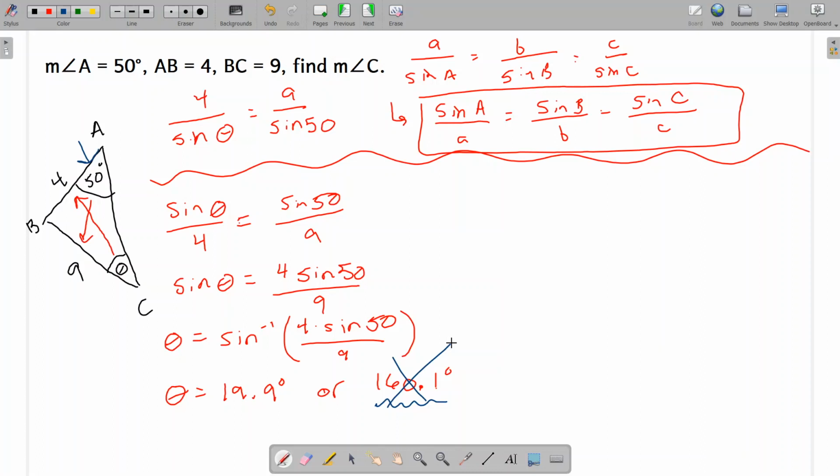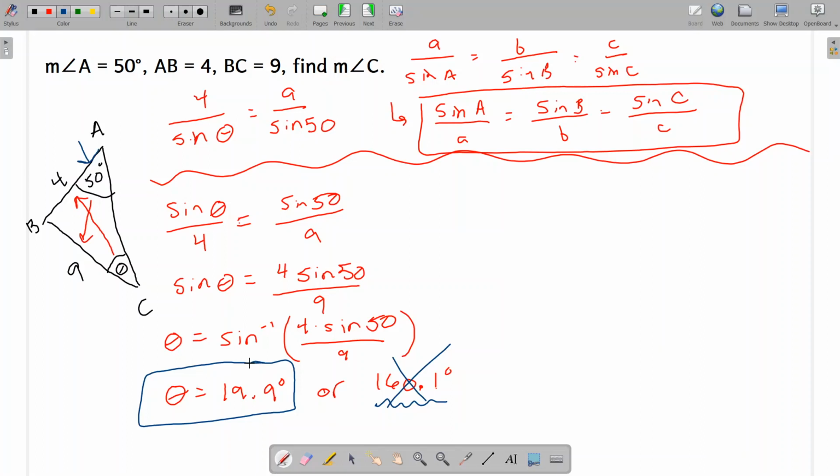Now, there's nothing wrong with the 19.9. We didn't get any errors in our calculation. It's not an obtuse angle. It's not breaking the rule of interior angles summing up to more than 180. There's plenty of room left for that third angle. So because of that, we have one solution. The only possible solution for that missing angle would be 19.9 degrees.